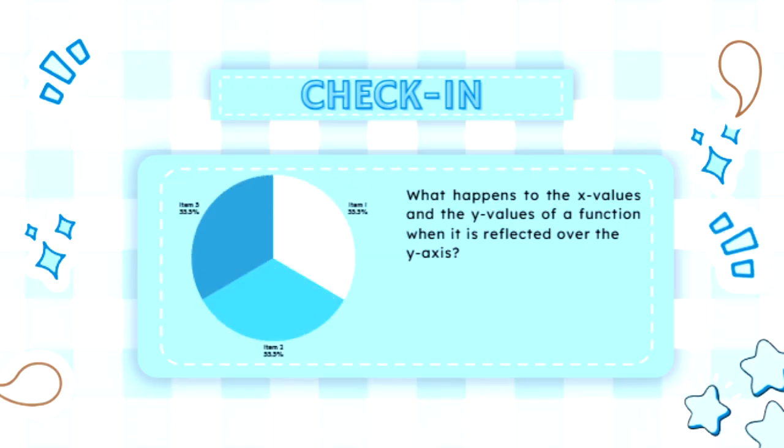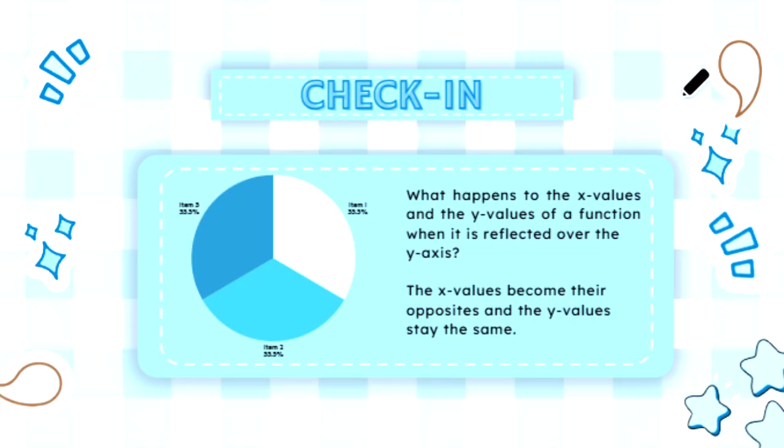Check in: what happens to the x values and the y values of a function when it is reflected over the y-axis? This is the important point of the whole thing. This is what all of the questions are about. This is important. It should be in your notes. The x values become their opposites and the y values stay the same. Put this in your notes.